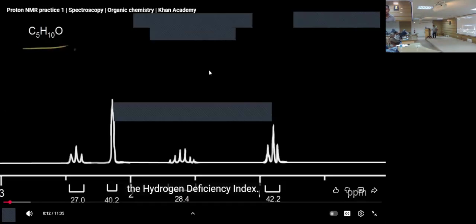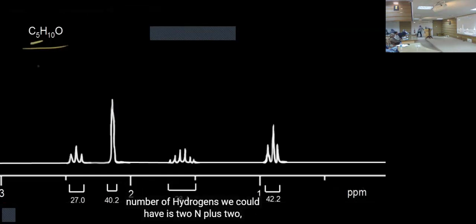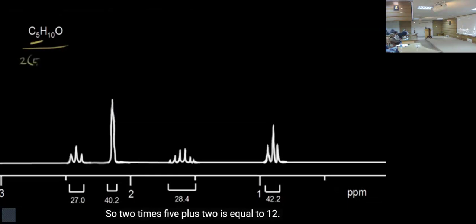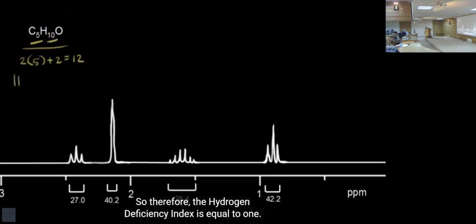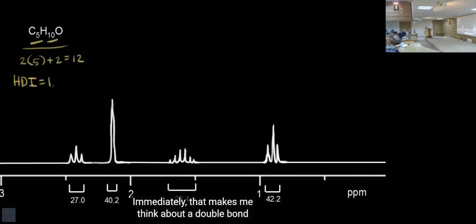Calculate the hydrogen deficiency index. If we have 5 carbons here, the maximum number of hydrogens we could have is 2n plus 2, where n is equal to 5. So 2 times 5 plus 2 is equal to 12. So 12 is the maximum number of hydrogens. Here we have only 10 hydrogens, so we're missing 2 hydrogens. We're missing 1 pair of hydrogens, and therefore the hydrogen deficiency index is equal to 1. Immediately, that makes me think a double bond might be present in this molecule, or 1 ring.